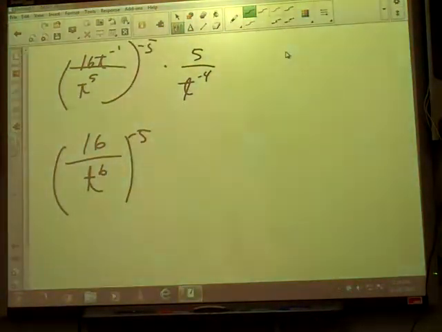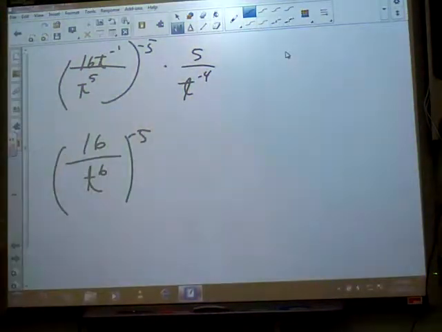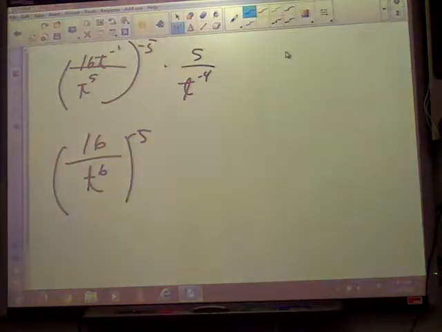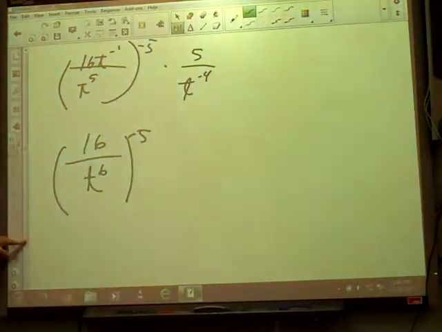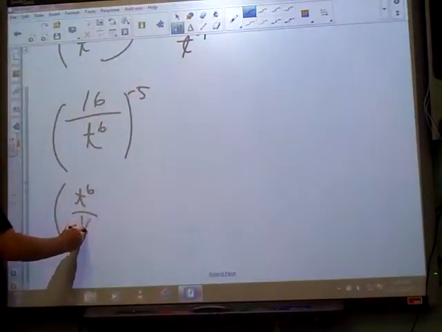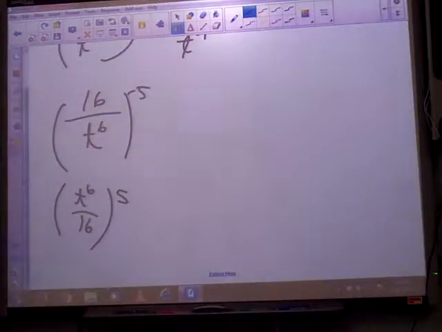Now there's nothing inside I can simplify anymore, so I am going to be looking at that negative 5 power out there. Negative 5 power, that means that whole thing is to the negative 5. And since it's a negative power to a whole fraction, I can take the reciprocal of the fraction and make it positive, right? So I'm going to say this is t to the 6th over 16 to the 5th power.